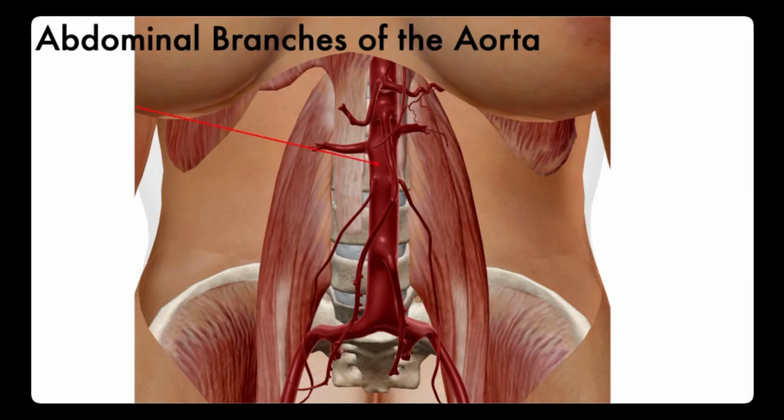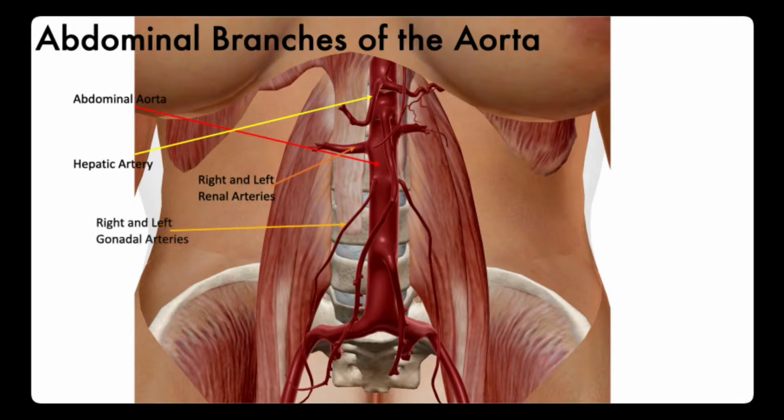How about here? That's right. That's our abdominal aorta. How about here? Good. Hepatic artery. What about here? That's right. Right and left renal arteries. How about here? That's right. We have our right and left gonadal arteries.